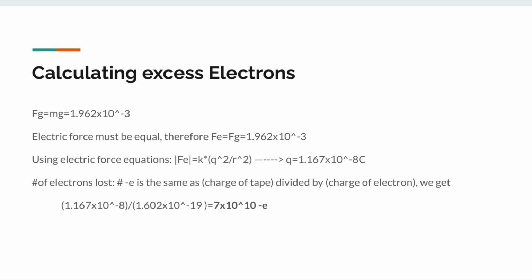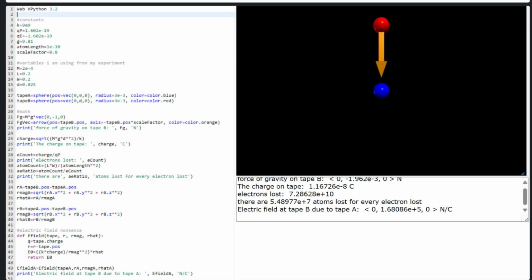Using the electric force equation, which is similar to Coulomb's law, because we assume that the two charges are equal, it becomes Q squared instead of Q1 times Q2. Knowing the k constant, we were able to rearrange to find that Q equals 1.167 times 10 to the negative 8th coulombs. The number of electrons lost is the charge of the tape divided by the charge of the electron, which gives 7 times 10 to the 10th electrons. This is the code I wrote in GlowScript in order to check my numbers and my math. On the right, you can see the figure and the outputs.